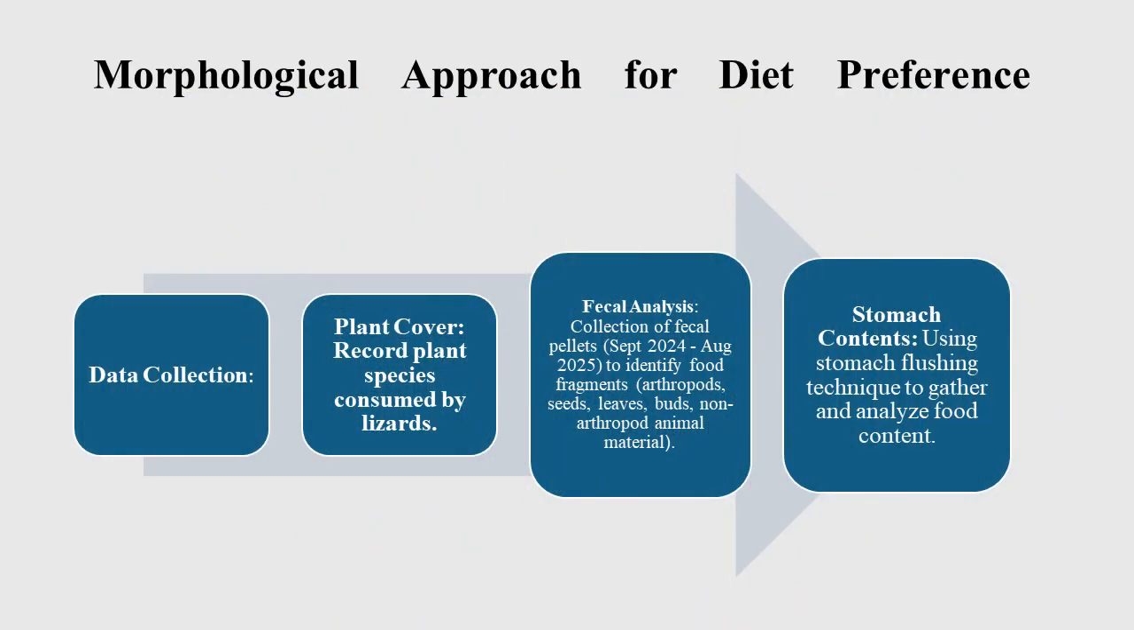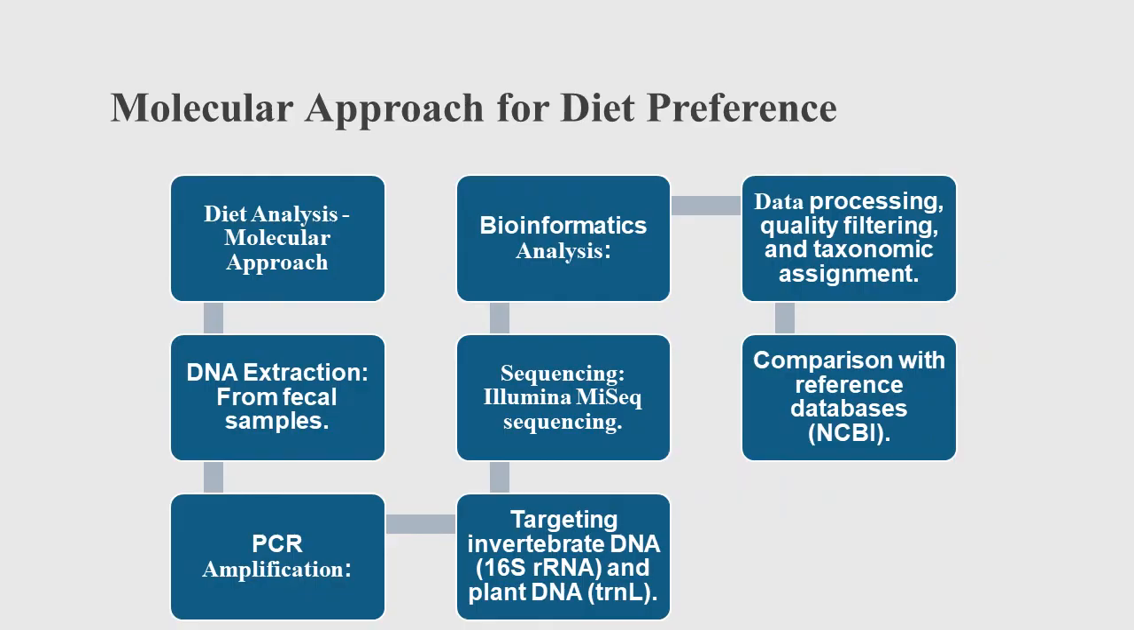Morphological approach of diet preference includes data collection, plant cover, recording the plant species consumed by the lizards, and fecal analysis: collection of the fecals and identifying the food fragments, seeds, leaves, birds and non-arthropod animals. Stomach contents may also be used to identify the food, using stomach flush techniques to gather and analyze the food.